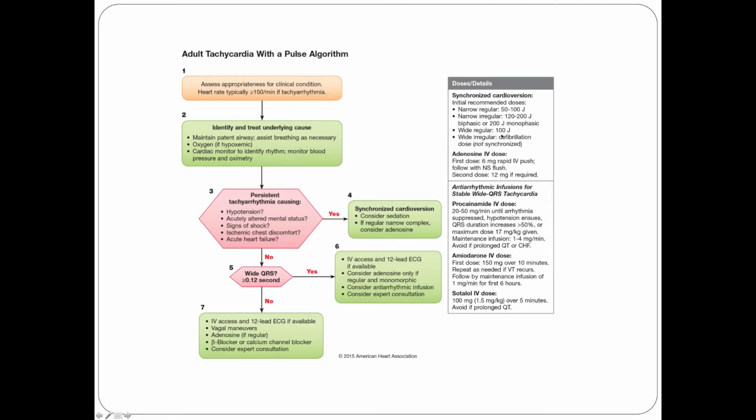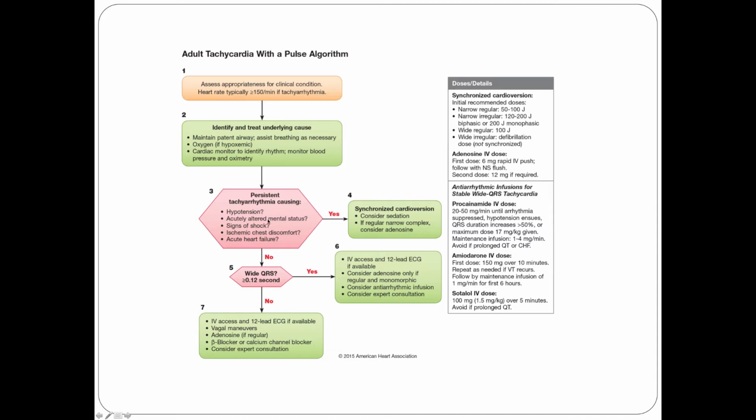Wide regular at 100, we can start there. IV access. So if the wide QRS is widening, we can do vagal maneuvers. So we can also go when the guys are not stable but symptomatic. If these are unstable, then go yes to cardioversion. Wider than that, yes, we go to this stuff here, and we consider cardioversion at that point also.